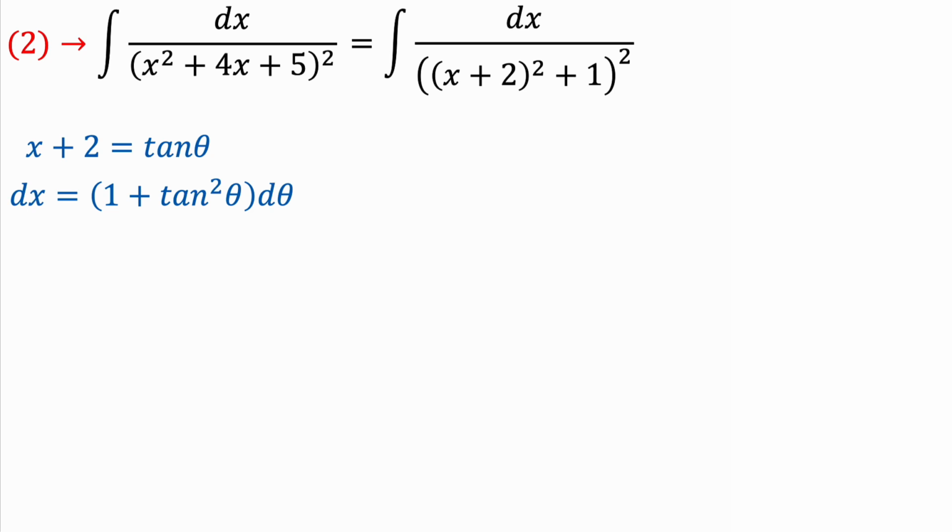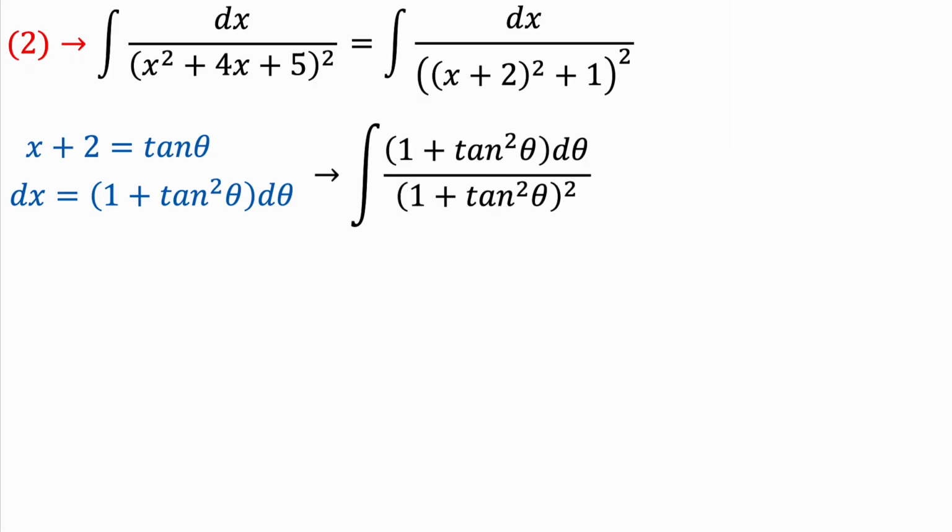Now we will proceed with the substitution. The numerator, dx, will be substituted. Yes, that is 1 plus tangent squared theta. The denominator, well done. You will substitute x plus 2 with tangent theta.